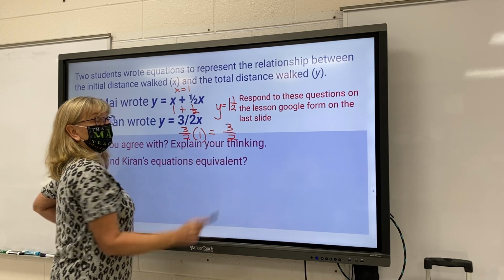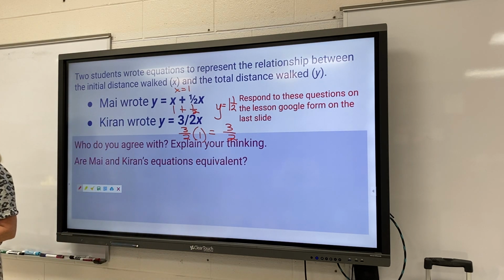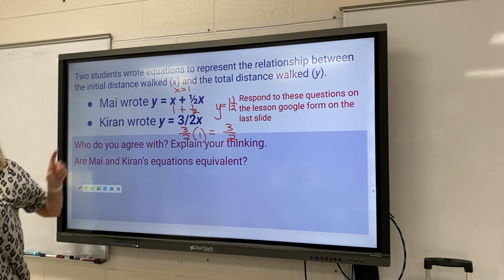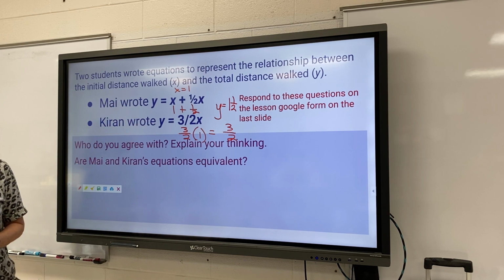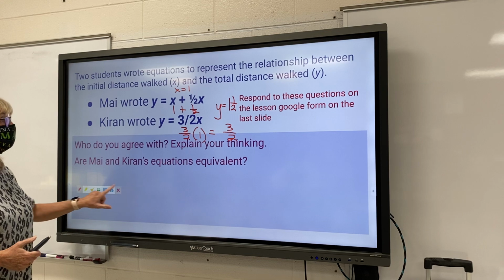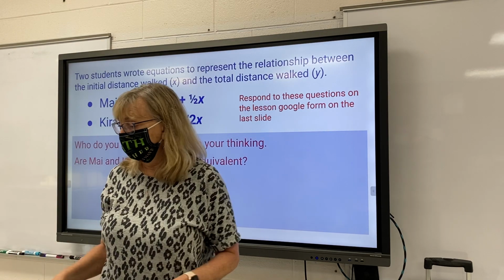Is that the same thing as 1.5? Is 3/2 the same thing as 1.5? Yes. So are they equivalent? Okay, I can plug in the same value for x and I would always get the same thing for both of them.